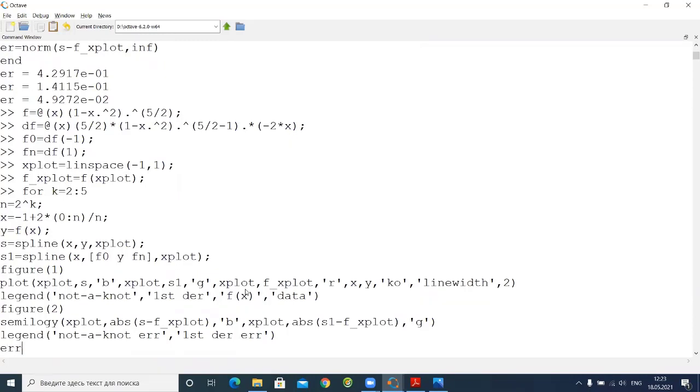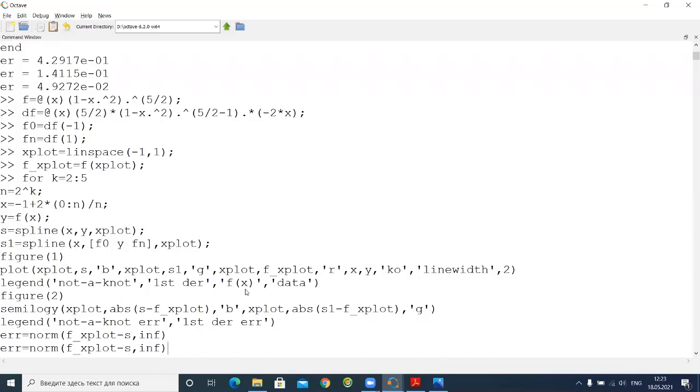Error equals to norm of f minus, fx plot minus s, using uniform norm, fx plot minus s and infinity norm we have here. So and the next one, it is error one, s one here, and it will be error one, for example.